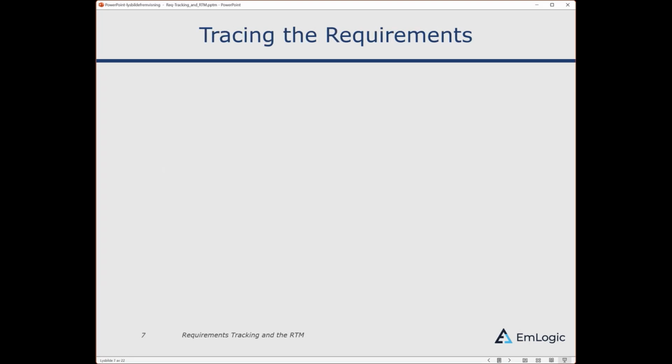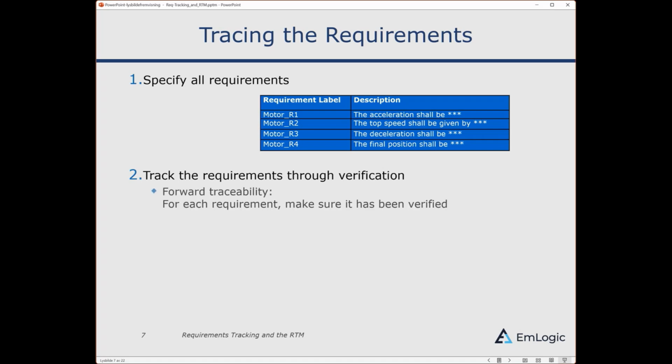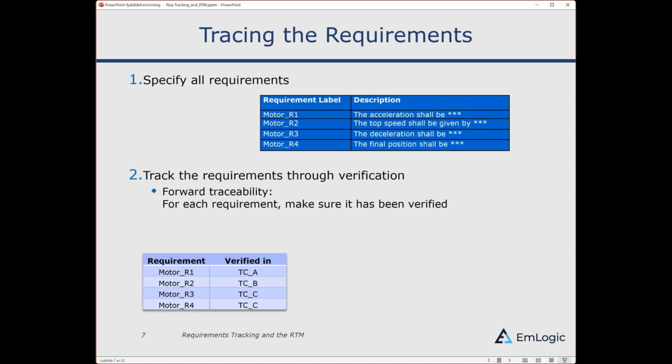Let's look at how we can trace the requirements. So first of all, of course, we need to specify all the requirements, as I just mentioned. So we have these, in this case, 4 motor requirements. Then we need to track these requirements through verification. And then we have 2 different kinds of traceability. We have forward traceability, and that is, like you see in the table below, for every single requirement, we just have to make sure it has been verified. So we need to basically note down in which test case this requirement has been verified.